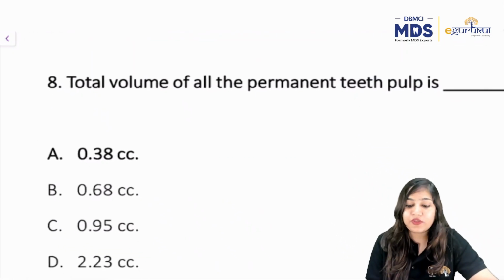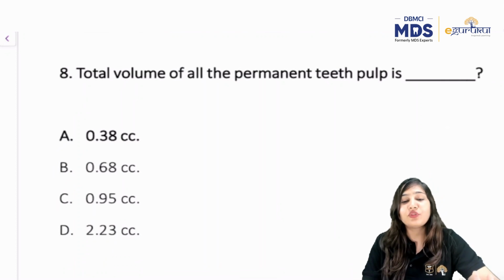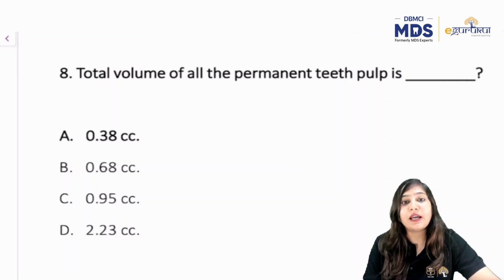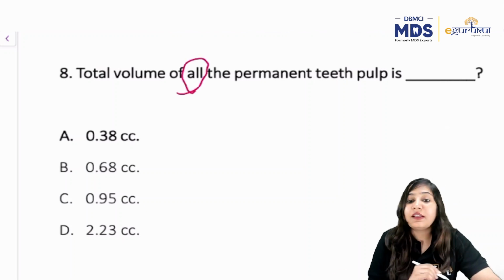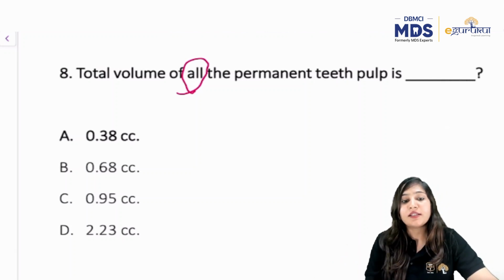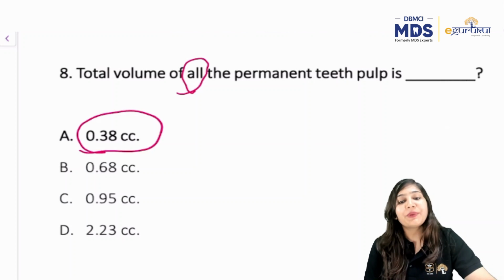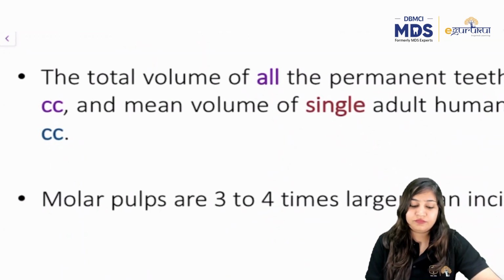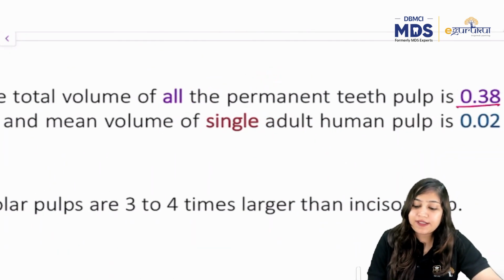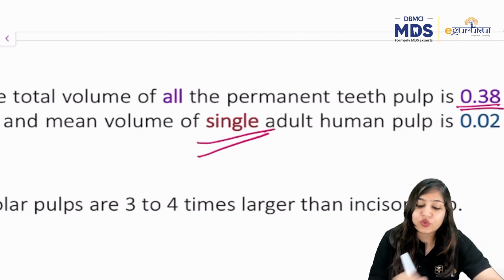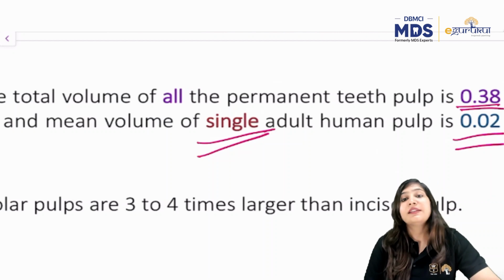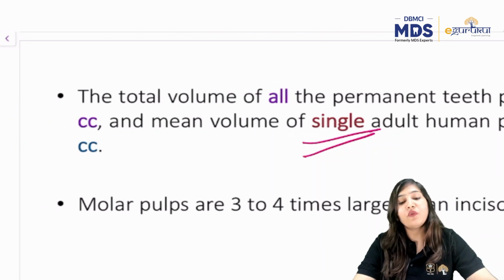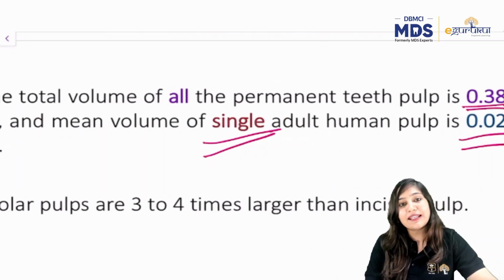Now coming to numerical based question. You just have to mug it up. You just have to remember this. This value can't change. So total volume of all the permanent teeth pulp is, remember this, it is not asking single tooth. It is asking all. So what will be the answer? 0.38 cc. But if it is asked for single tooth, then it will be 0.02 cc. Molar pulps are 3 to 4 times larger than the incisor pulp.